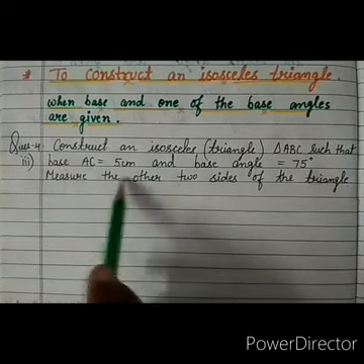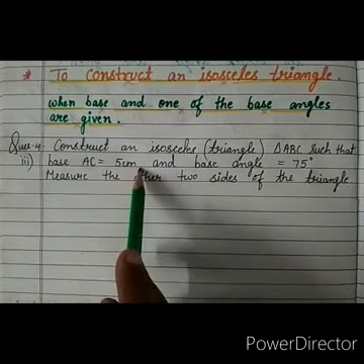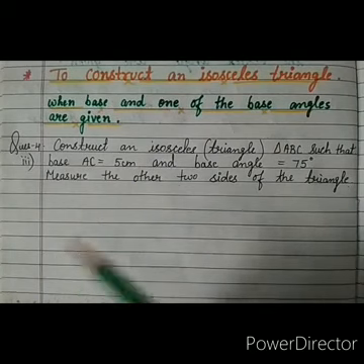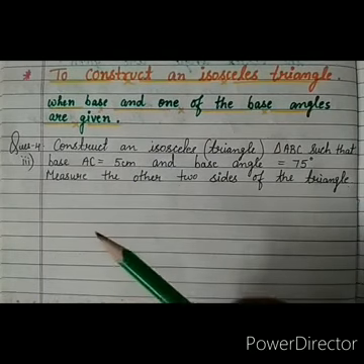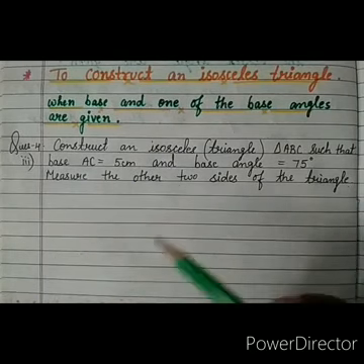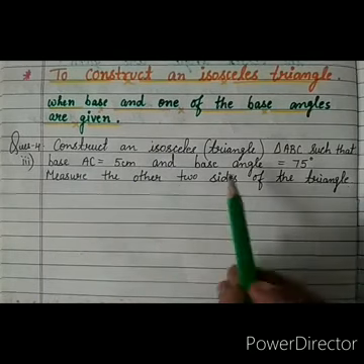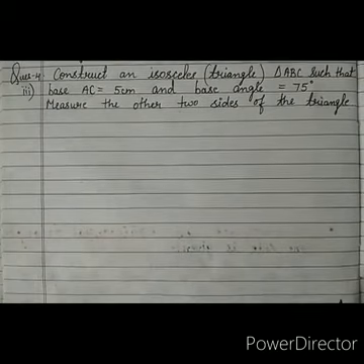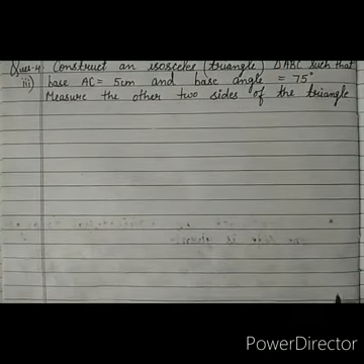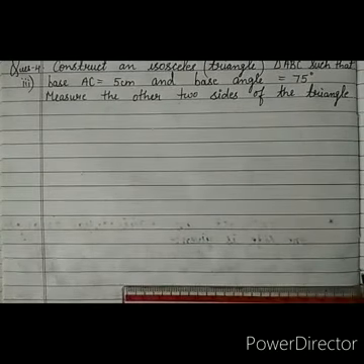So here we have given the base 5 cm. Because it is an isosceles triangle, the other two sides are equal with each other, and the base angles are also equal in an isosceles triangle. So first of all, we have to construct the given base AC of 5 cm. So construct a line segment of 5 cm and name it as AC.